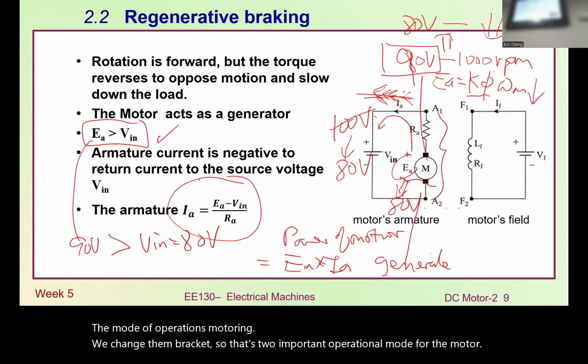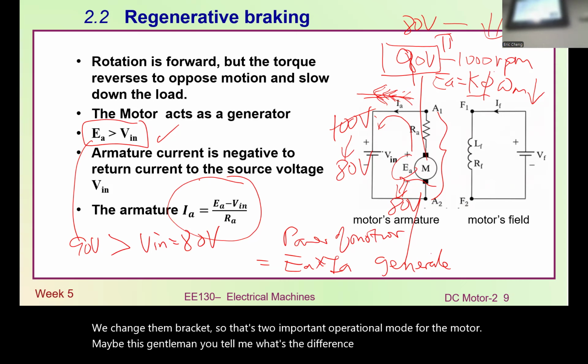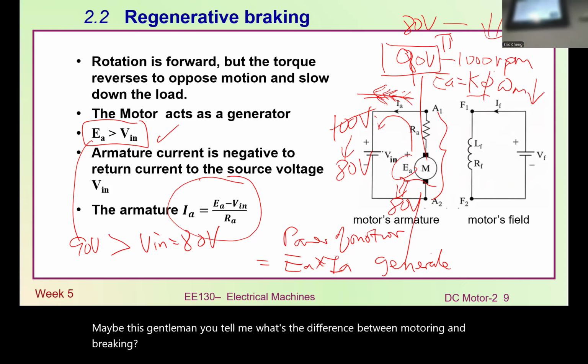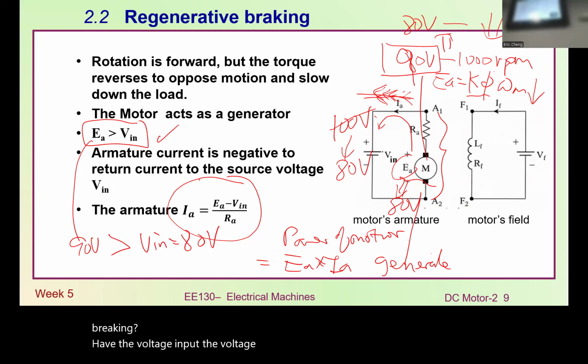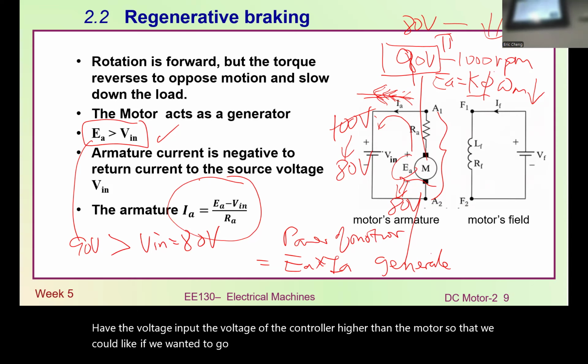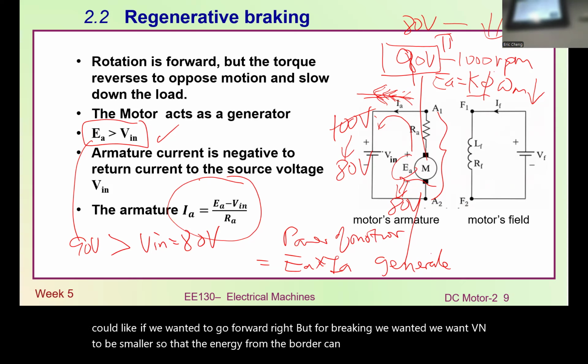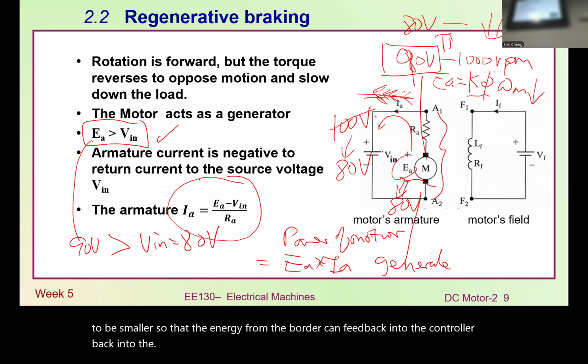Maybe this gentleman will tell me what's the difference between motoring and regenerative braking. Motoring, we want to have the voltage input higher than the motor so that we want to go forward. But for braking, we want VN to be smaller so that the energy from the motor feeds back into the controller, back into the battery?